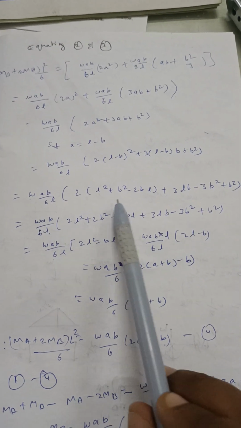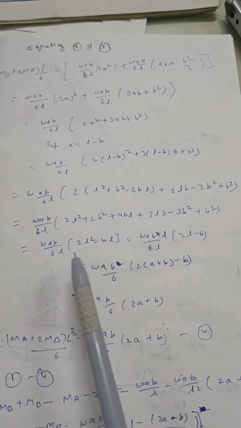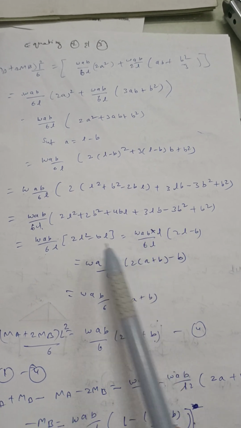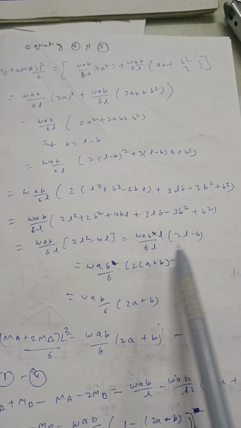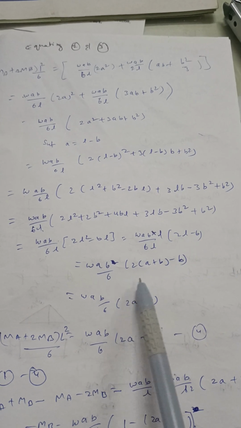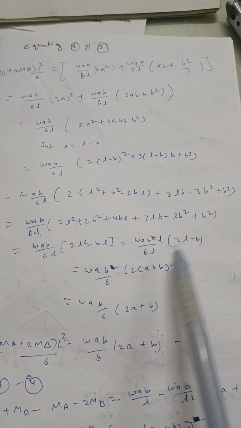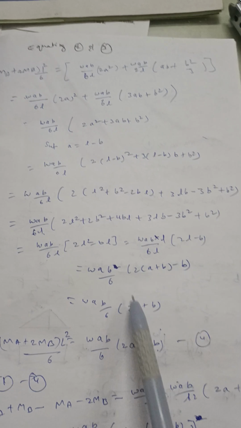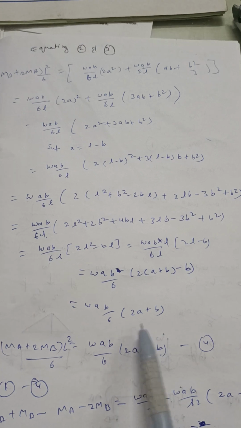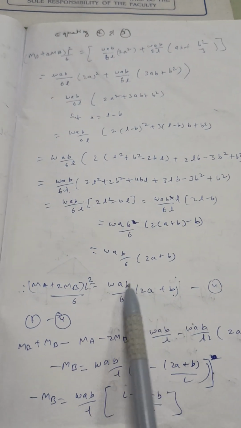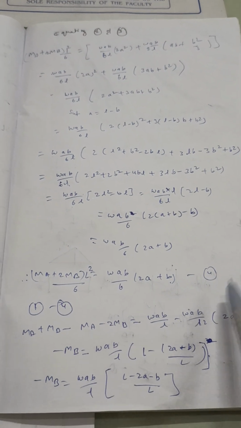After I have multiplied it and simplified, we will get this one. Then taking L common, we will get 2L minus B. Then WAB by 6 into 2 into, again I have substituted A plus B instead of L here. So I have got WAB by 6 into 2A plus B. The left hand side is as it is, equal to this one. Let it be equation number 4.